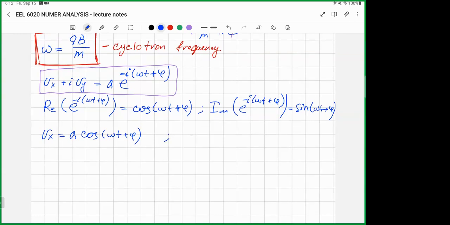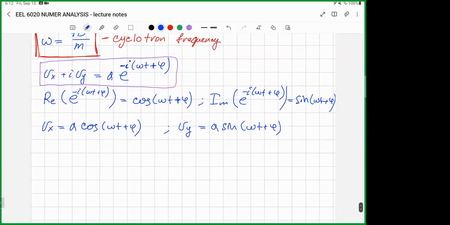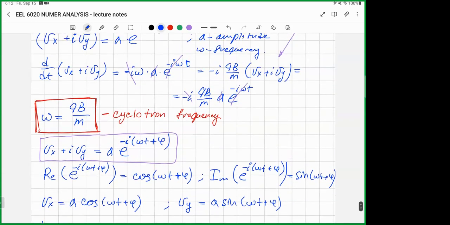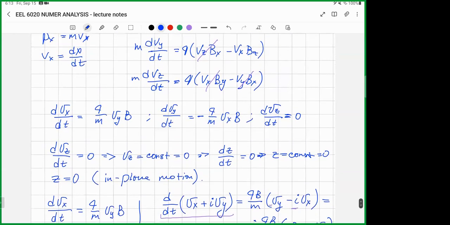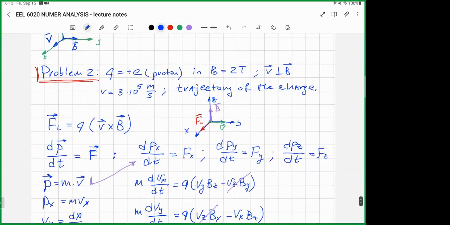For the imaginary part, I get Vy is equal to A sine omega t plus phi. Okay. So we know that when time is equal to zero, in the initial moment when the particle gets to the magnetic field, it's given right here. The velocity is over here. We pointed this velocity in the direction of y, so the amplitude of this velocity is given.